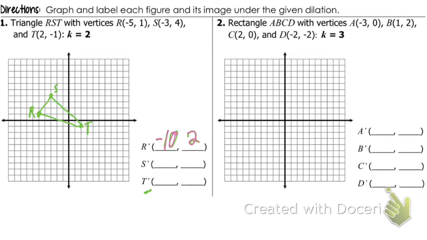So let's look at this one. Negative 10 comma 2. Does that look twice as far to the left and twice as far up as R? Yes. Good, it should. Let's look at S prime.